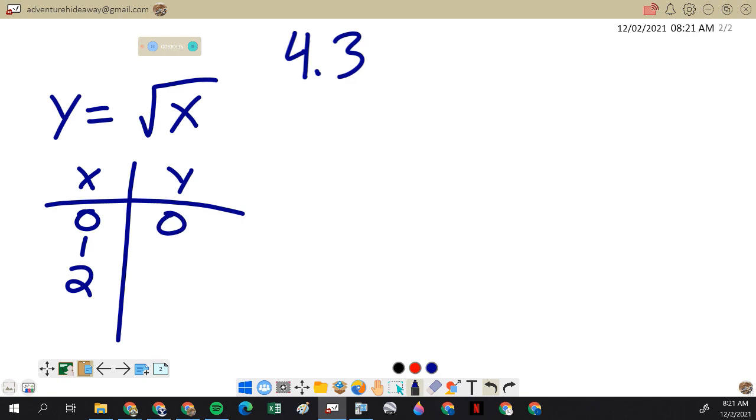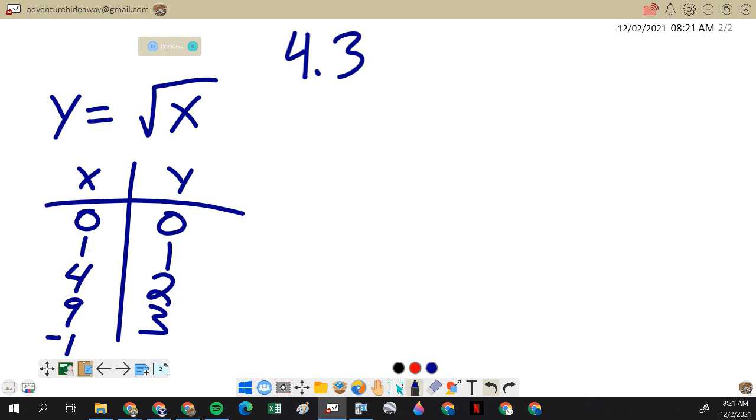The square root of 0 is 0. The square root of 1 is 1. And the square root of 2 doesn't simplify. It's actually 1.414. So we're not going to plug that in. We are going to plug in perfect squares like 4 and 9. But what happens if I plug in negative 1?